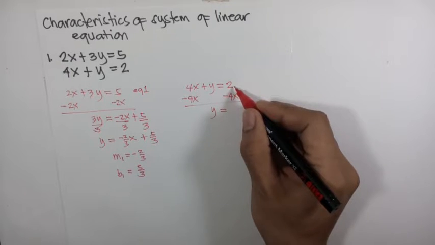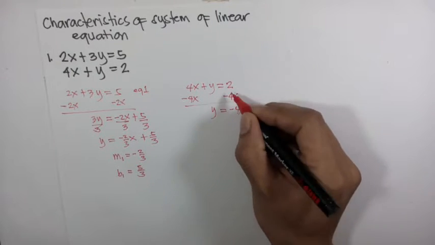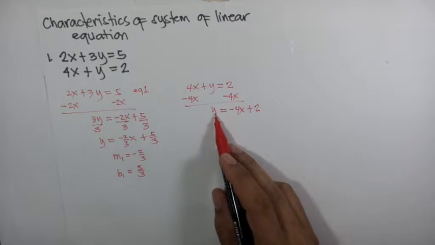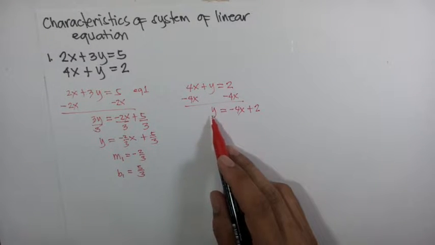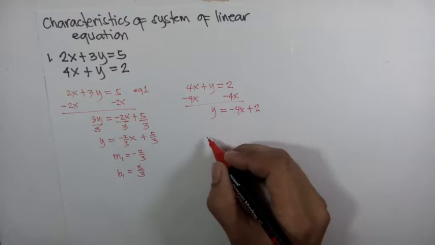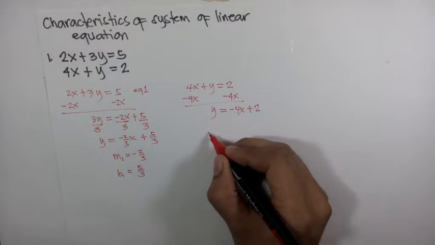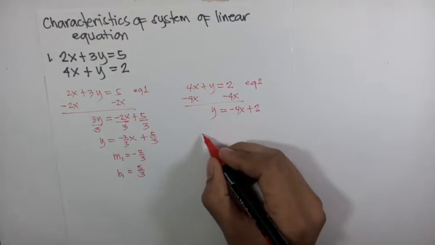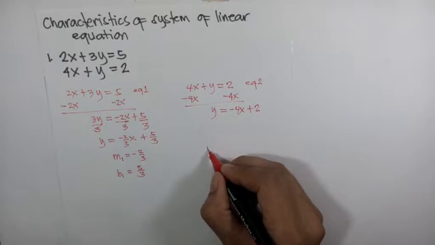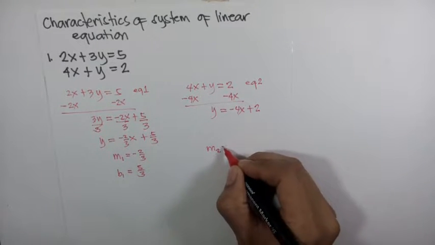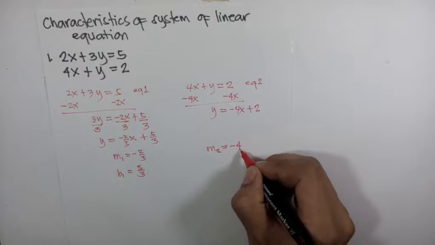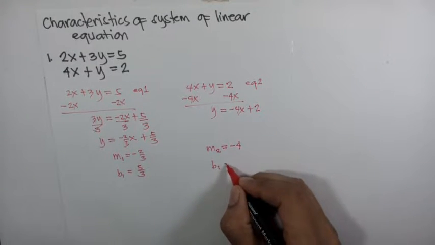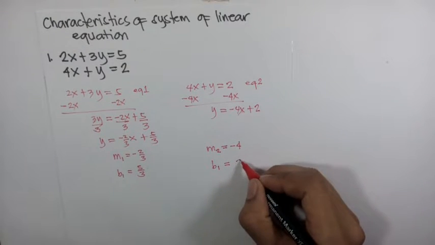Equation 2 has no variable x, so you have negative 4x plus 2. As you can see, the number beside y is 1, meaning this is in slope-intercept form. Therefore, the slope of equation 2 is equal to negative 4, the number beside x, and the y-intercept of the second equation is 2.